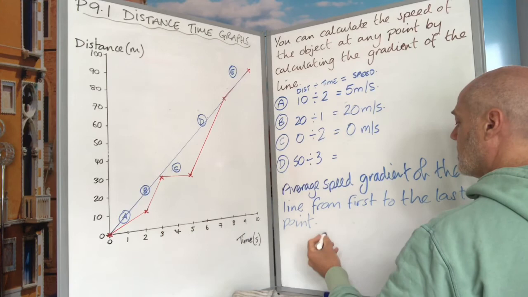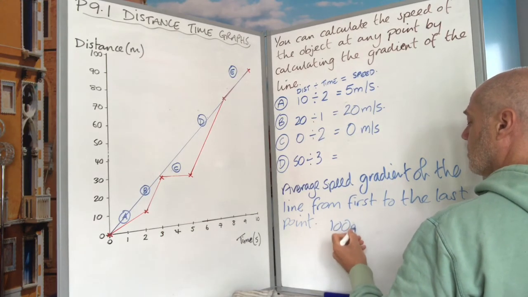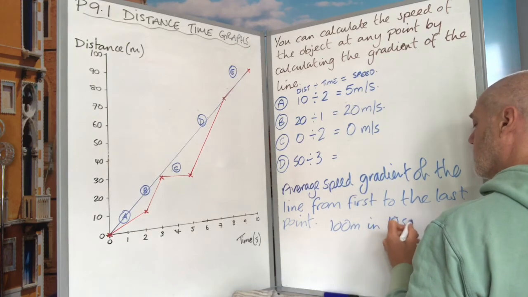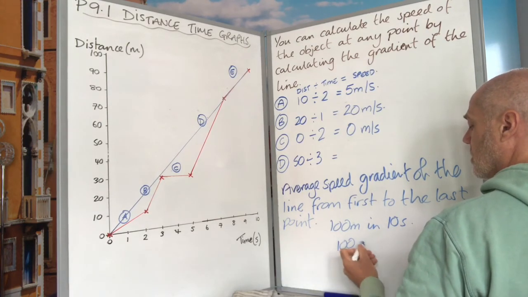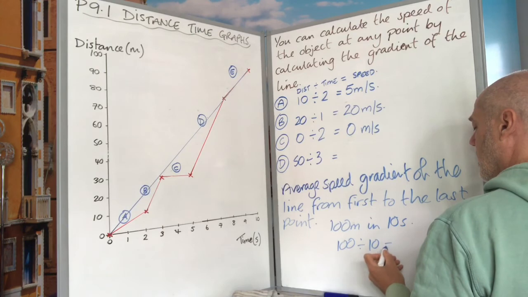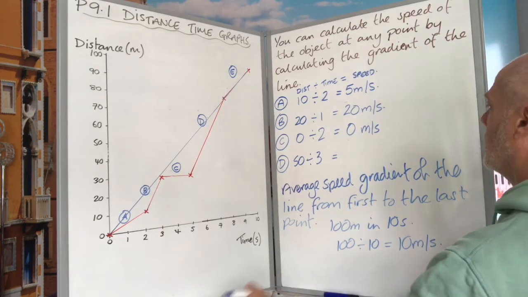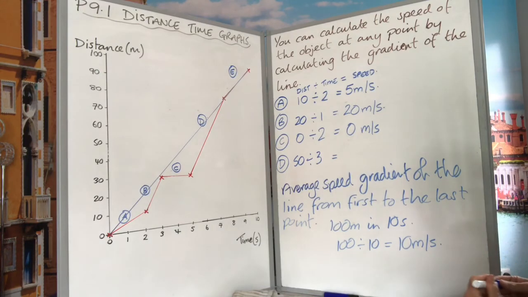So here it's 100 meters in 10 seconds. 100 divided by 10 equals 10 meters per second. So we can calculate the speeds for each stage. We can calculate the average speed as well.